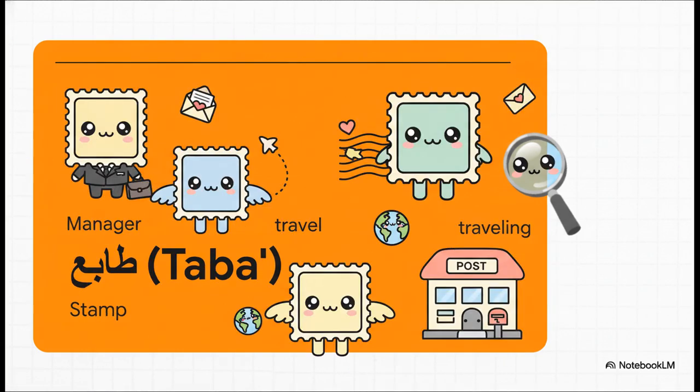And finally, the last piece of the puzzle. Why is he going to the post office? He's going for a tabe, which is a stamp. This is the whole point of his trip. So let's do a quick recap of our building blocks. We have our manager, who is traveling to the post office for a stamp. All our pieces are on the board.